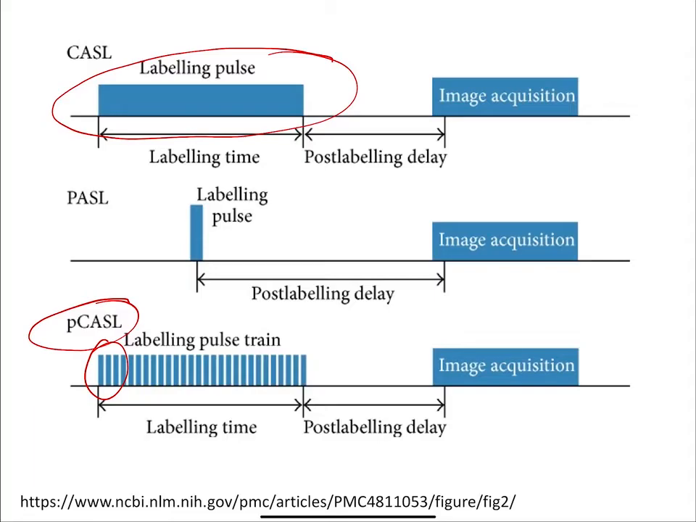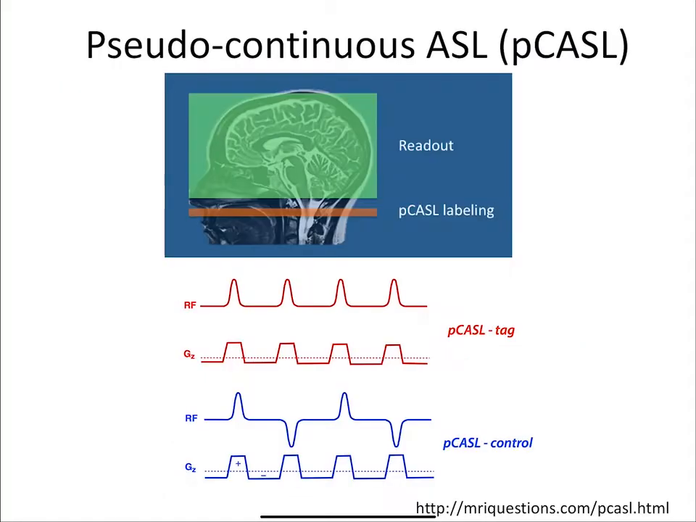Okay. So pseudo-continuous ASL, or pCASL. That's what pseudo-continuous ASL looks like. We basically break up that RF into little chunks, and that's how it works.